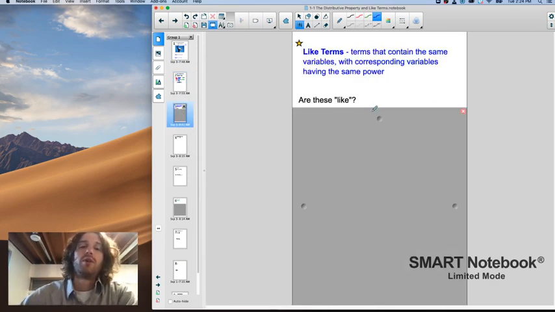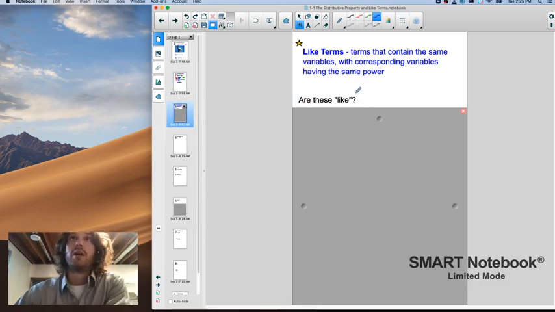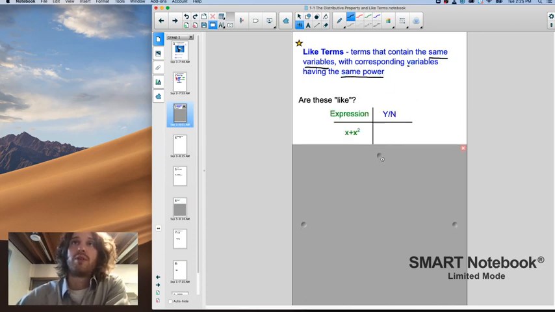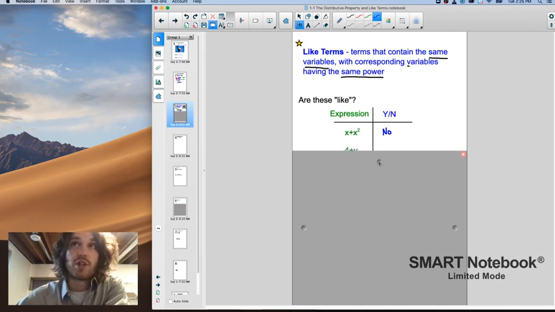So expressions that have like terms can be simplified, and you can add those terms together. Like terms are terms that contain the same variables, with those variables having the same power. Let's look at these examples. x and x squared, are these like terms? The answer is no, they are not. Although this has an x and this has an x, this is x to the second power. They do not have the same power, so we cannot add those two terms together.